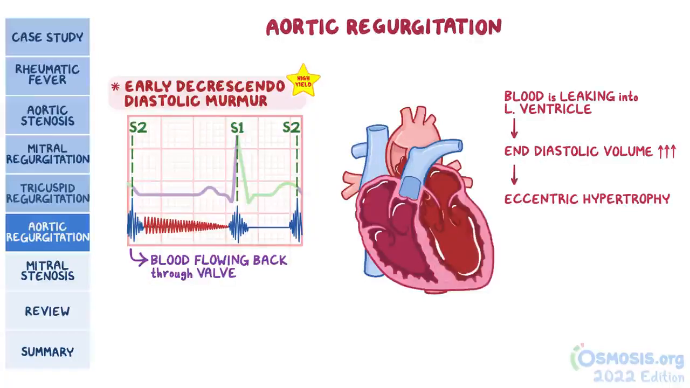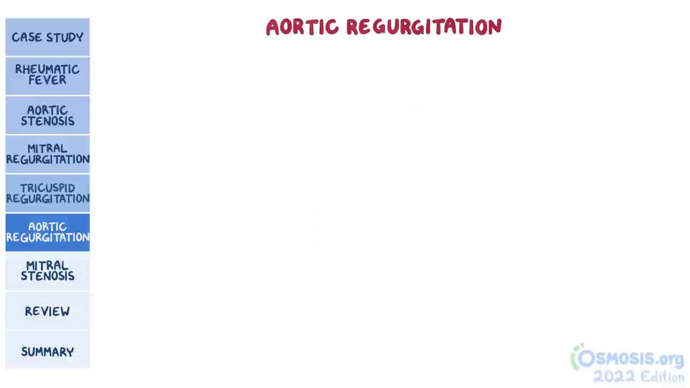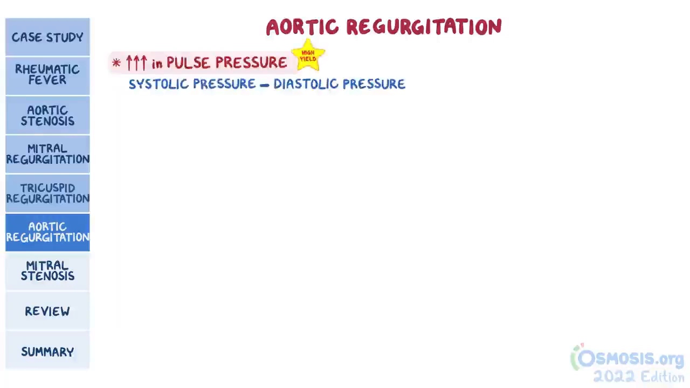More blood pumped out of the heart per squeeze requires more pressure, so systolic blood pressure increases. However, during diastole, there's less blood volume in the aorta since some has leaked back into the ventricle, which means that diastolic blood pressure decreases. A higher systolic pressure and lower diastolic pressure means an increase in pulse pressure, which is just systolic pressure minus diastolic pressure. A large pulse pressure is referred to as a hyperdynamic circulation.